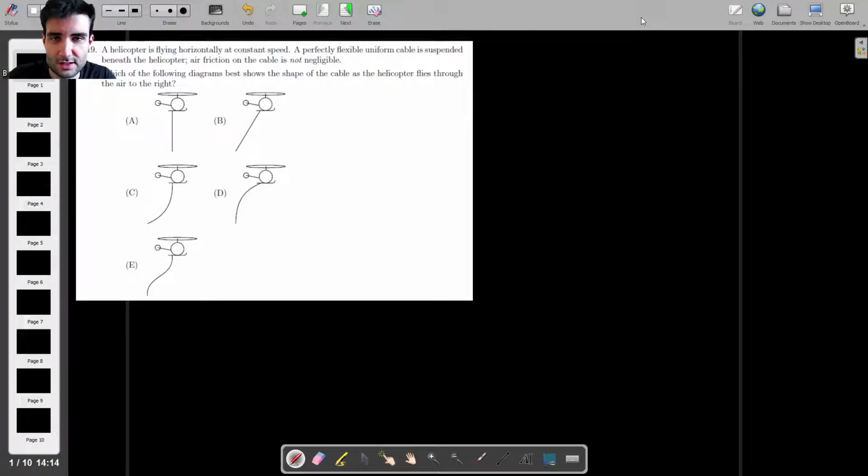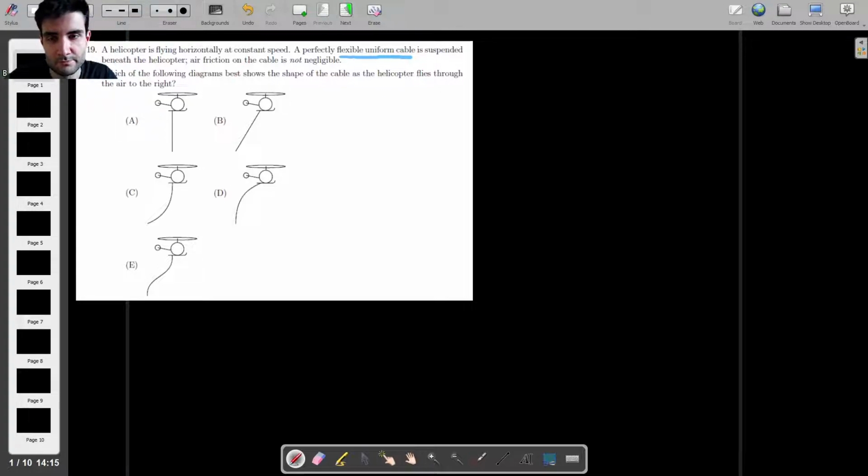Okay? So we're dealing with a helicopter that's flying horizontally at constant speed. Okay, this is key. And attached to the helicopter, there is a flexible uniform cable, as we're being told here. And also, we cannot neglect air friction, right? So in a lot of physics problems, we have this idea that we can just ignore air friction, but not this time, okay?